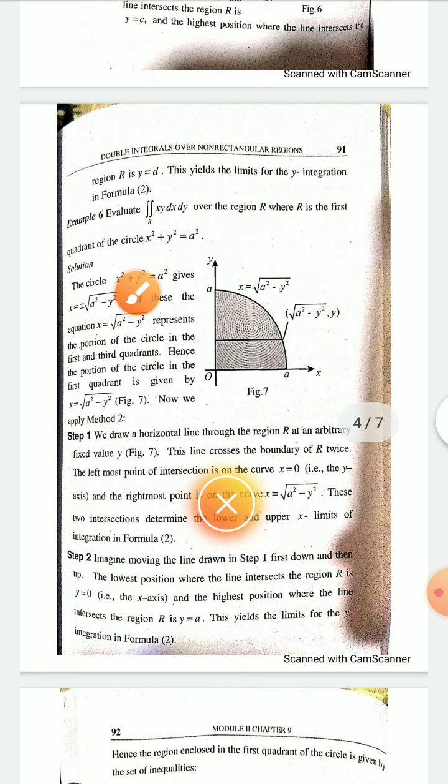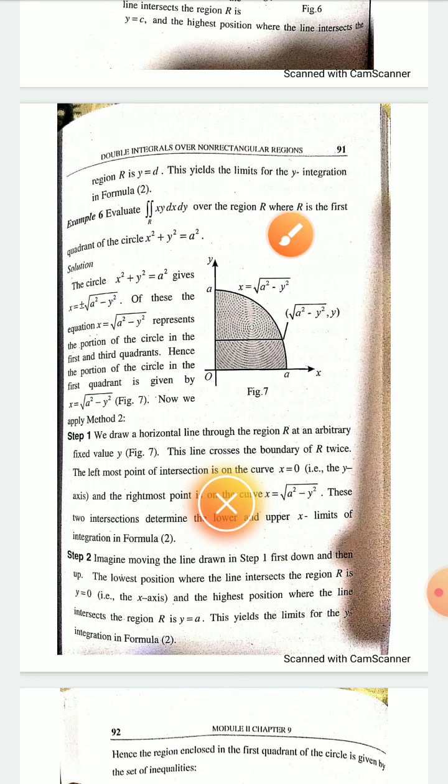The circle x square plus y square equals a square. When we solve this, x square is equal to a square minus y square, so that x is equal to plus or minus root of a square minus y square. Of these, the equation x equal to root of a square minus y square represents the portion of the circle in the first and fourth quadrants. Here we have to consider the first quadrant only.